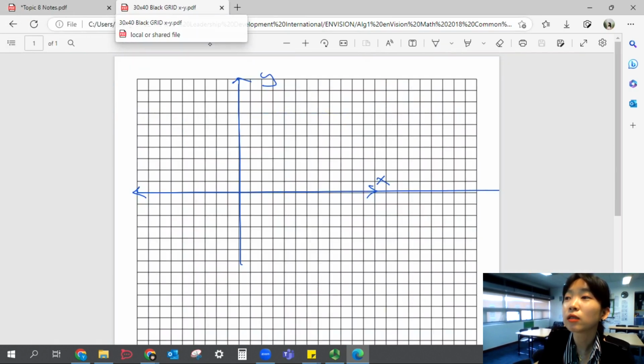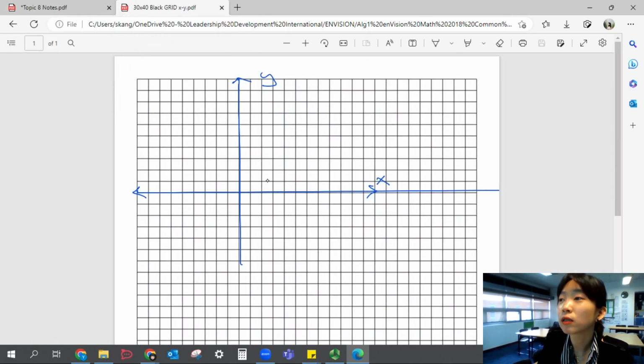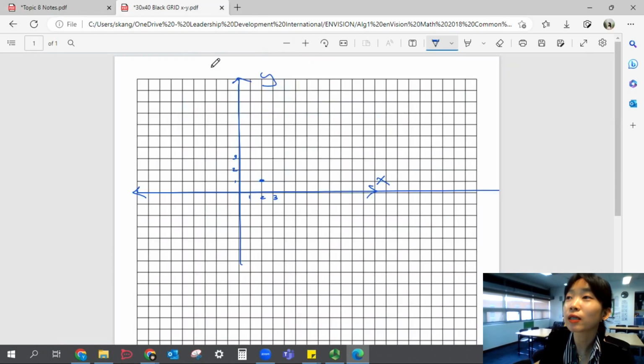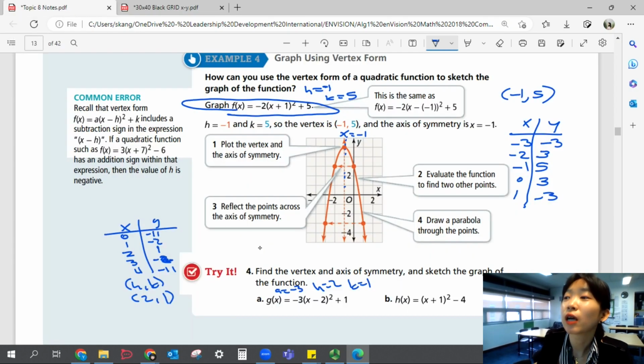2, 1. 2, 1 right here. 1, 2, 3. That's the vertex. 3, -2. 1, -2. And then it goes down to -11, right? Sorry, my parabola is ugly. But that should be your graph, okay?